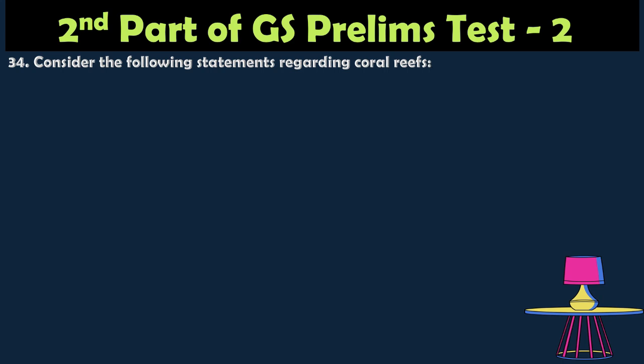Question number 34. Consider the following statements regarding coral reefs. Coral reefs are also a very important topic on the environmental side, so you have to concentrate more on coral reefs because it's a conservation part. That is the first thing.